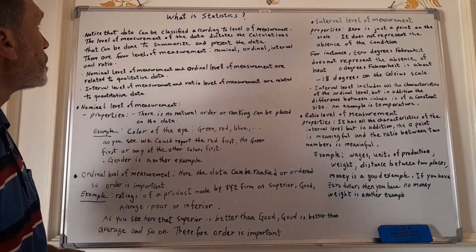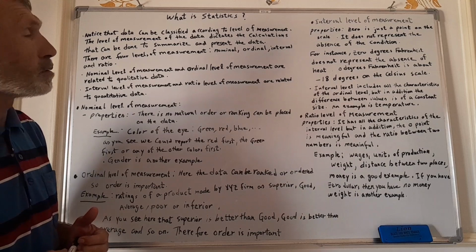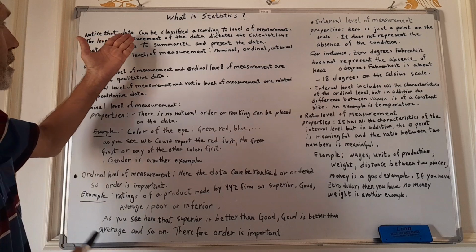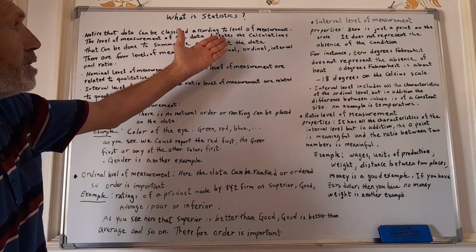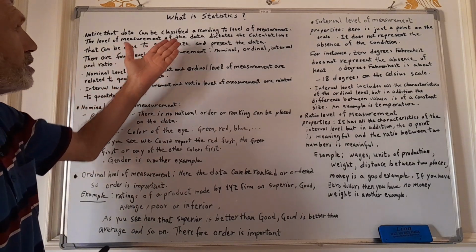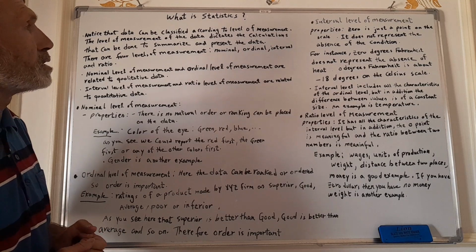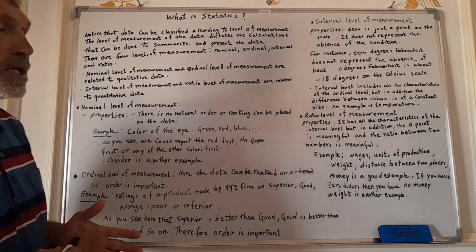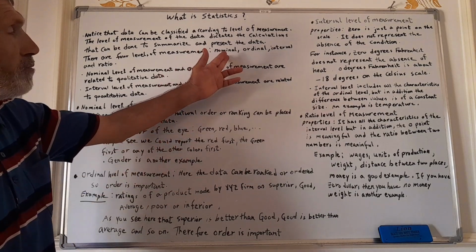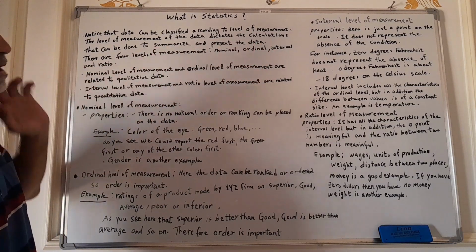Okay, notice now, in this chapter, we still need to talk about levels of measurement. Data can be classified according to the level of measurement. Of course, the level of measurement of data dictates the calculations that can be done to summarize and represent the data. Now remember, we have four levels of measurement. Nominal, ordinal, interval, and ratio level of measurement.